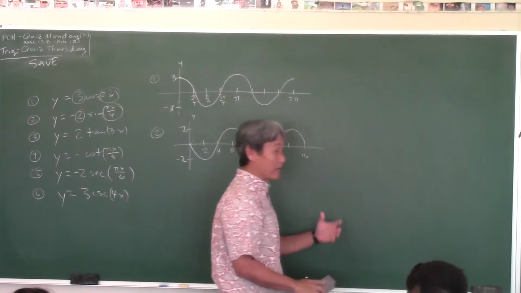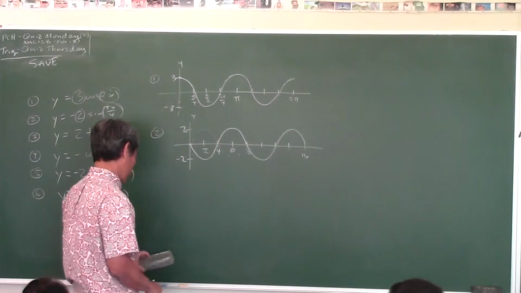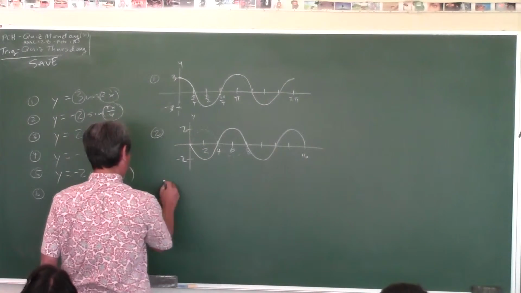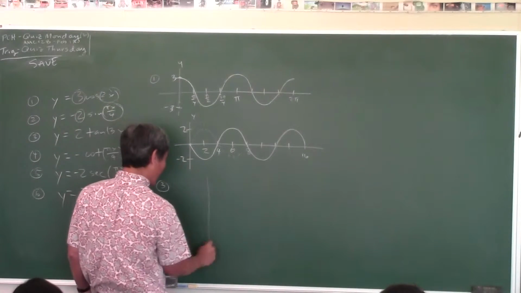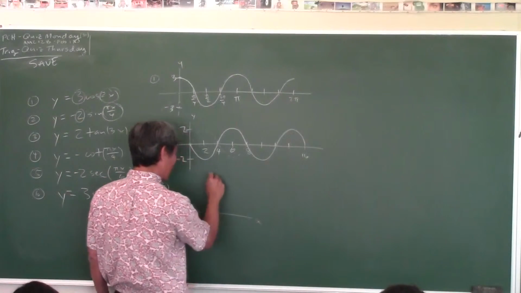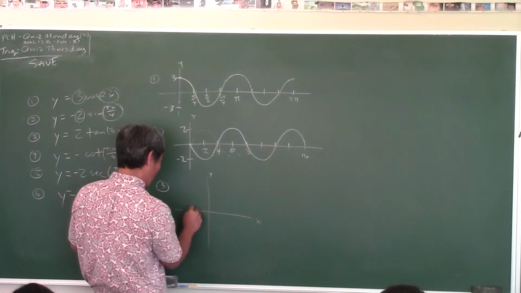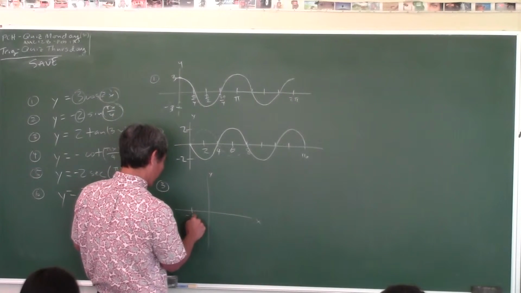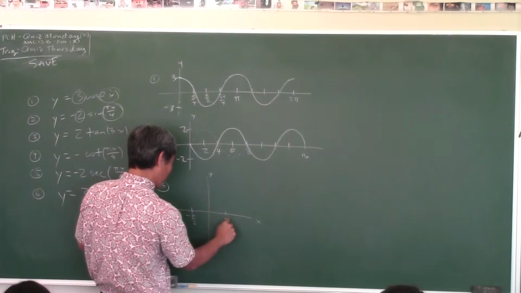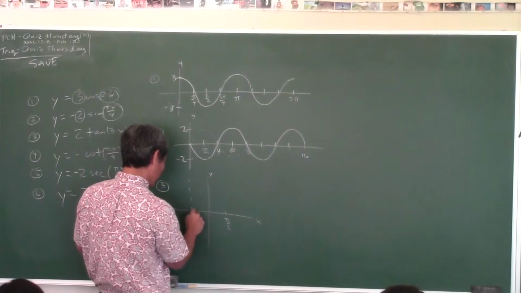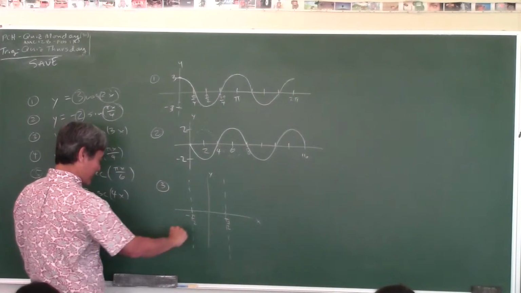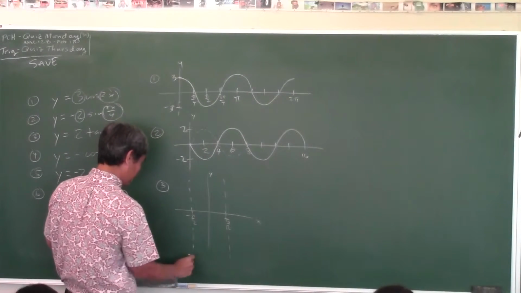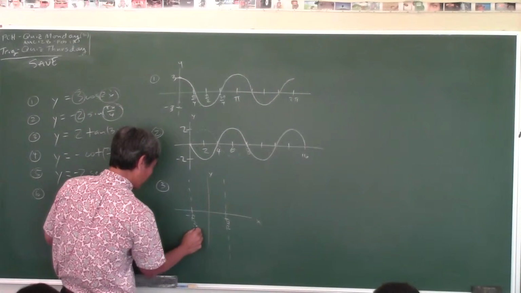Well, in Trig, we only have 6 base graphs. Okay, number 3. It's a tangent graph, so you start by drawing the base graph. I like to remember from negative pi over 2 to pi over 2, because these are 2 asymptotes. And then, does tangent go up or does it come down? It goes up like this.